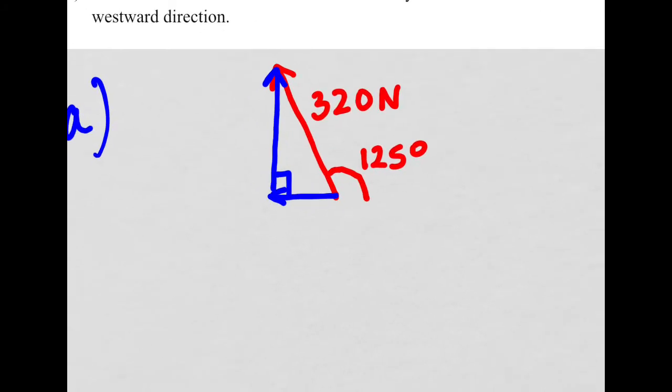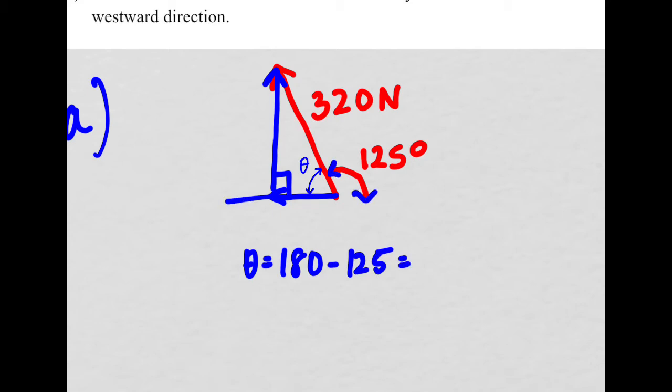I can figure out this angle right here. We're going to call this angle theta. And I know that theta is going to be 180 degrees minus 125 degrees, because that's how much I have over here. And this whole angle right here, remember, is 180 degrees. So 180 minus 125 is 55. So theta here is 55 degrees.